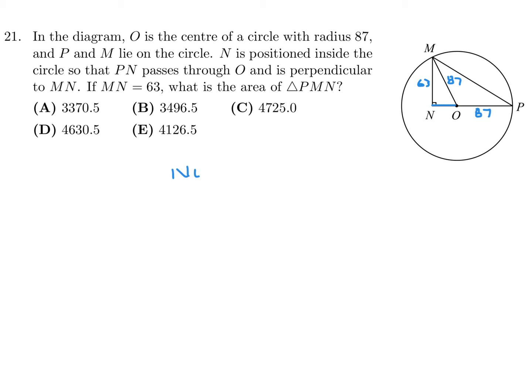So using Pythagoras, NO squared plus 63 squared is 87 squared. Right? And you can solve this, and when you do, you'll get NO equal to 60. So let's put that in there.